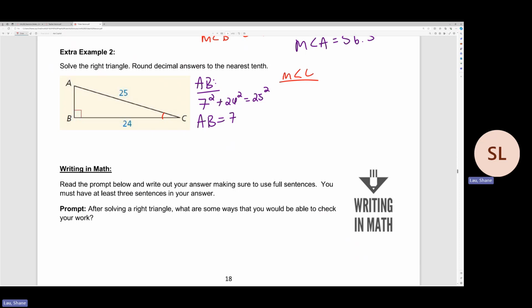But the way that we solved it here was using cosine, because we had two pieces of information given to us, and we're using it to find our C value. So we had cosine of C equal to adjacent, which is 24, over hypotenuse, which is 25. You're going to switch them, inverse cosine of 24 over 25 equals C. And you should get a value of C equals 16.3 degrees.